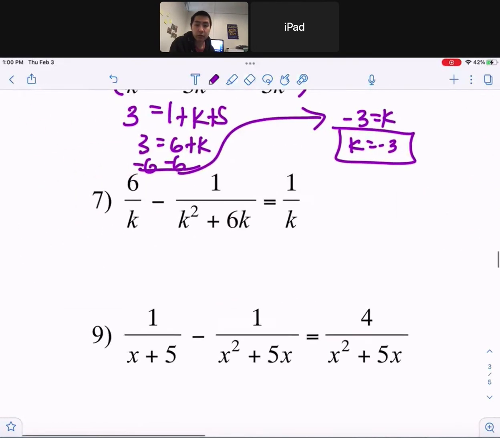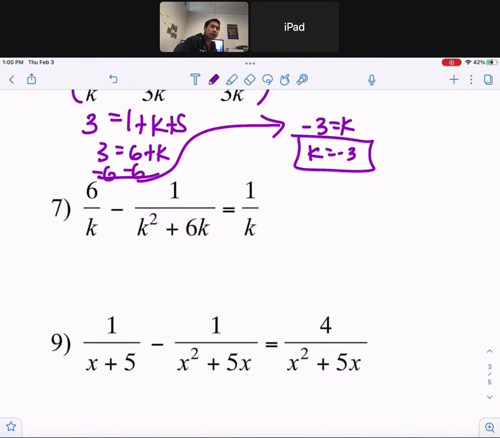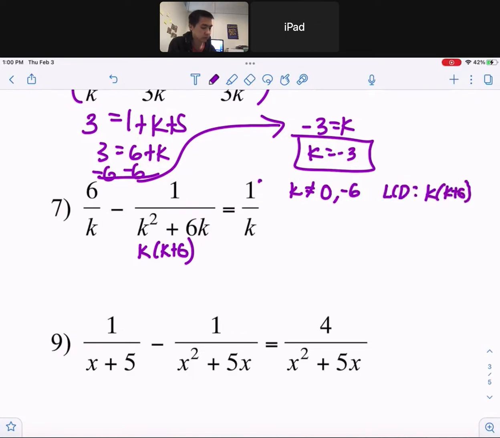So now we're on number 7. For number 7, you guys, we can factor out this k, so we have k times k plus 6. So k cannot be 0 or negative 6, and the LCD, you guys, is k times k plus 6. So we're going to multiply the whole thing by k times k plus 6. This times this, the k's cancel, so we got 6 times k plus 6 from that one.